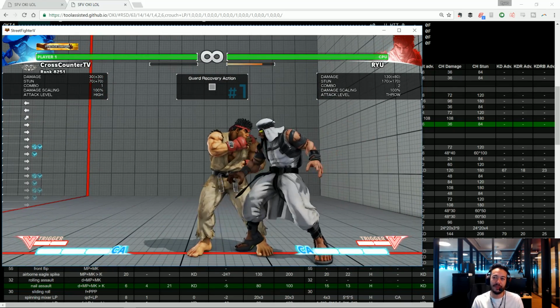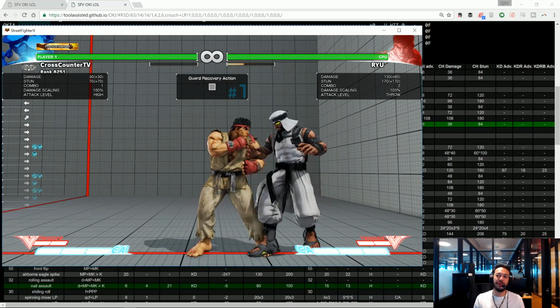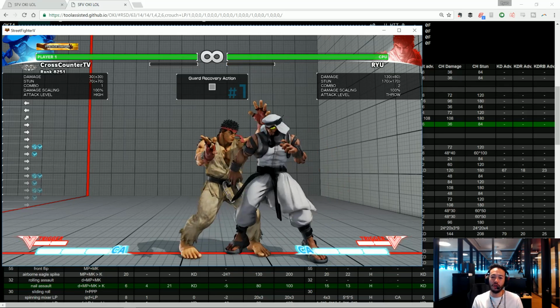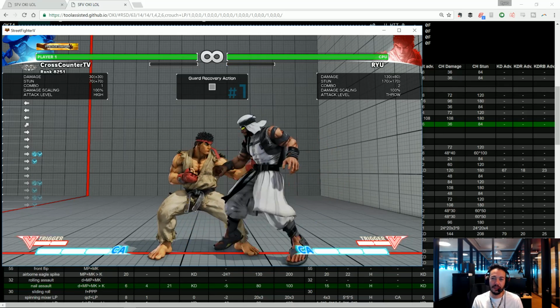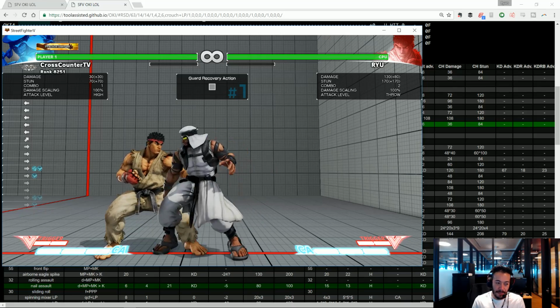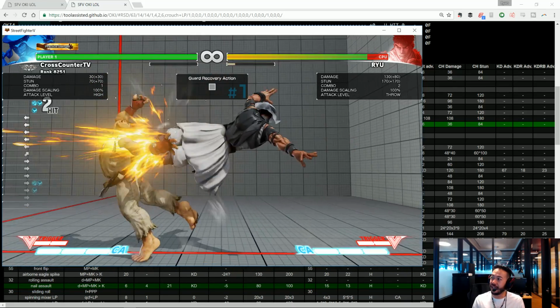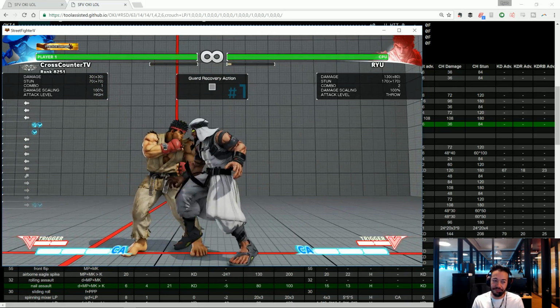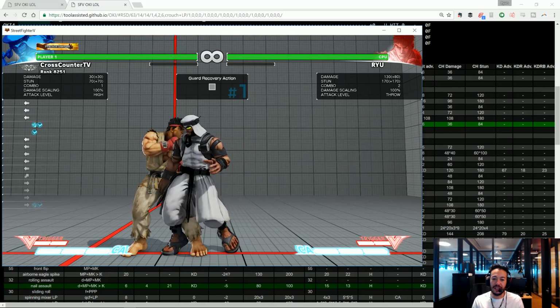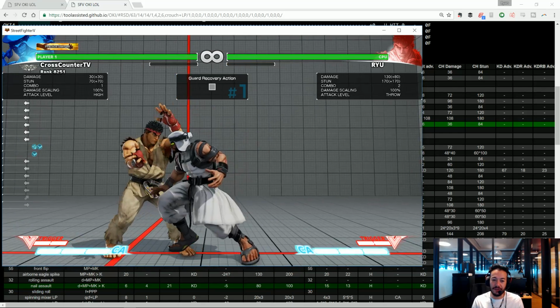Gotcha. The throw wins because throws always beat normals because of the priority system. Cool. Okay. Beautiful. So now we know light kick into throw works. So now let's try the other one, which was low jab into throw.